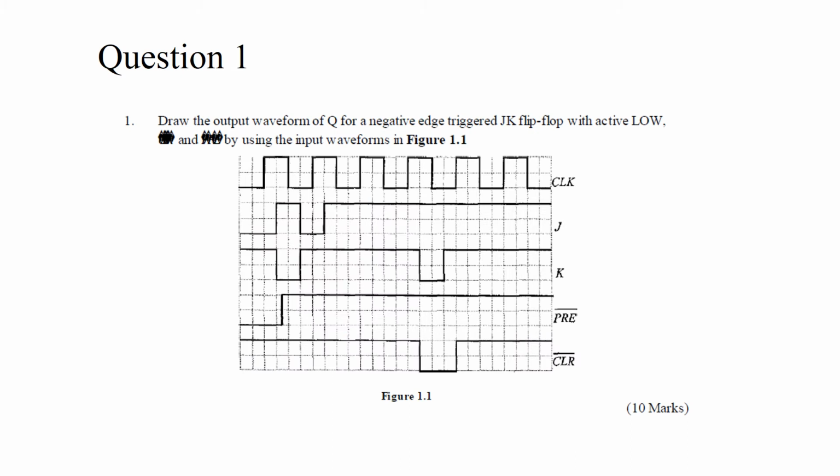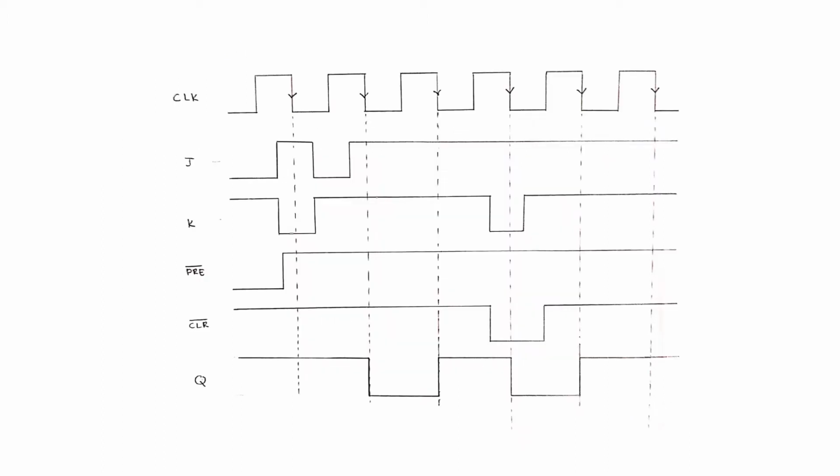This is question 1. Based on this question, we need to draw the output waveform of Q for a negative edge triggered JK flip-flop with active low clear and preset. In this question, we have to refer to the truth table of the JK flip-flop and the asynchronous inputs for preset and clear. Asynchronous inputs for preset and clear will function when they are active low. For example, if preset equals 0, the output will be 1. If clear equals 0, the output will be 0.